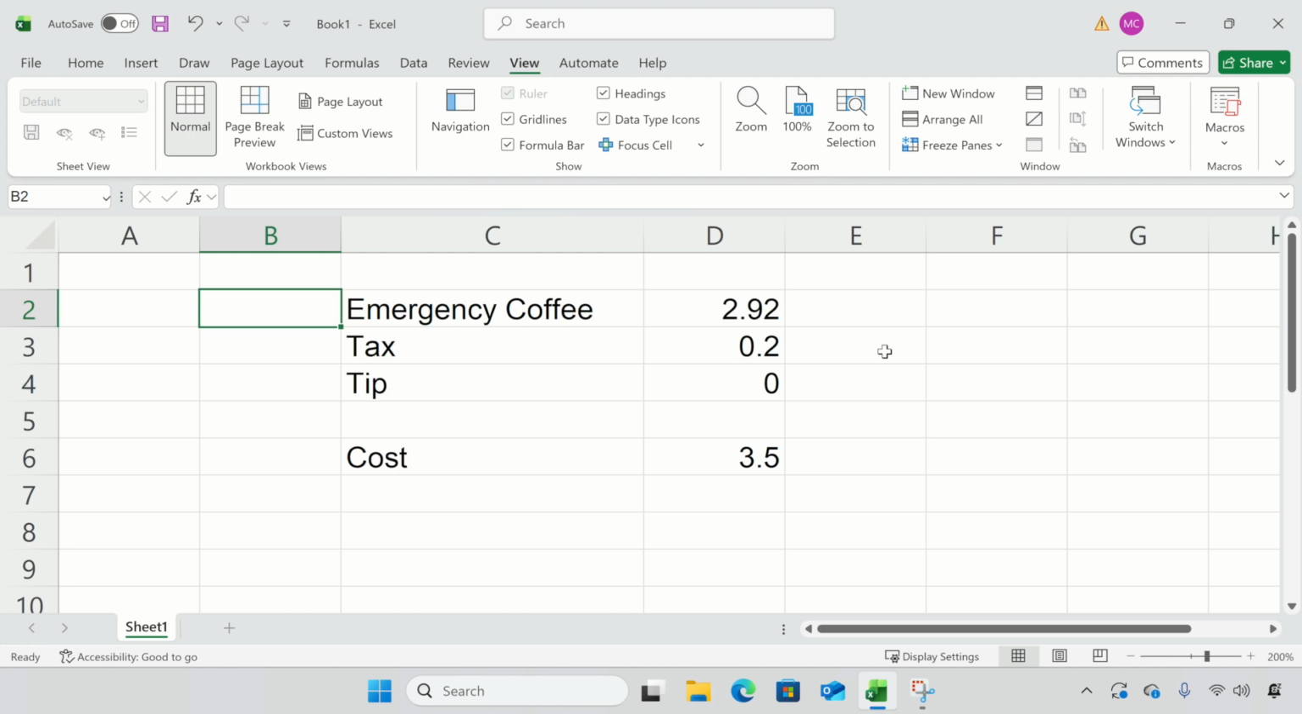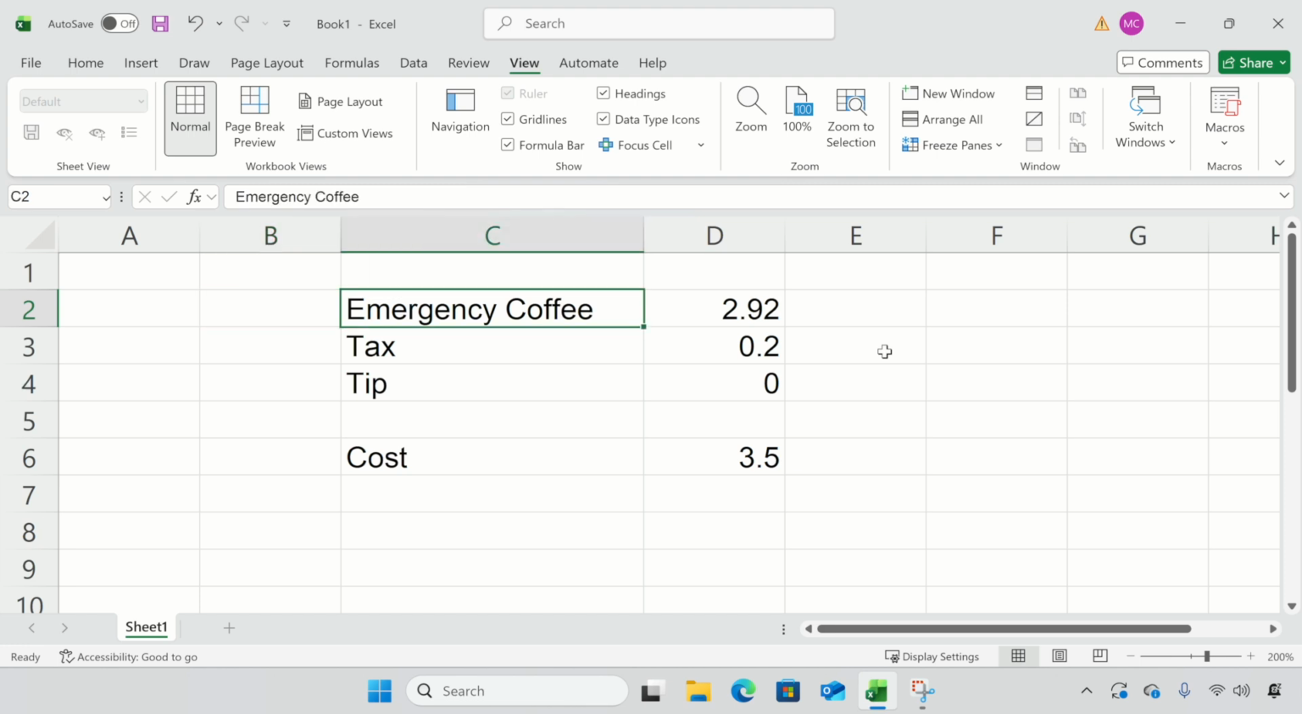For this quick start, we're using what might be the simplest spreadsheet on planet Earth. Just three things: emergency coffee price, tax, tip. That's it. No pivot tables, no VLOOKUP nightmares, and nothing here requires pandas. Which is great, because sometimes even pandas doesn't know what disk type it wants to be today.